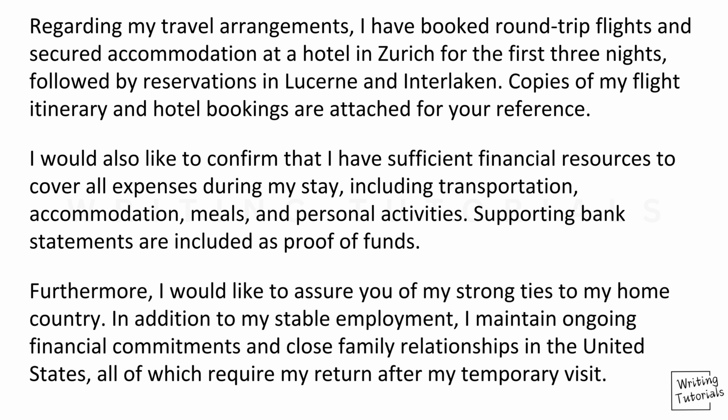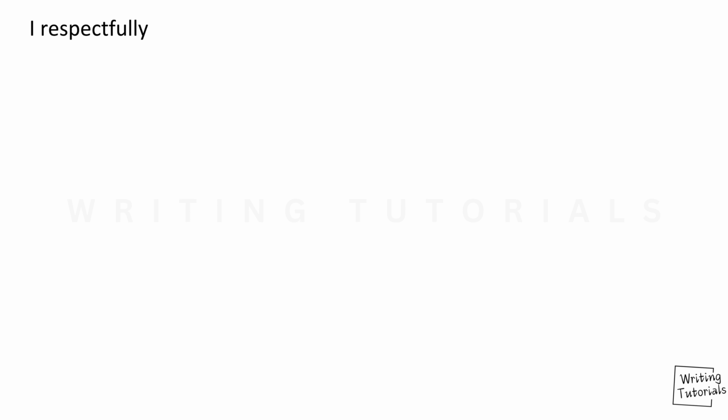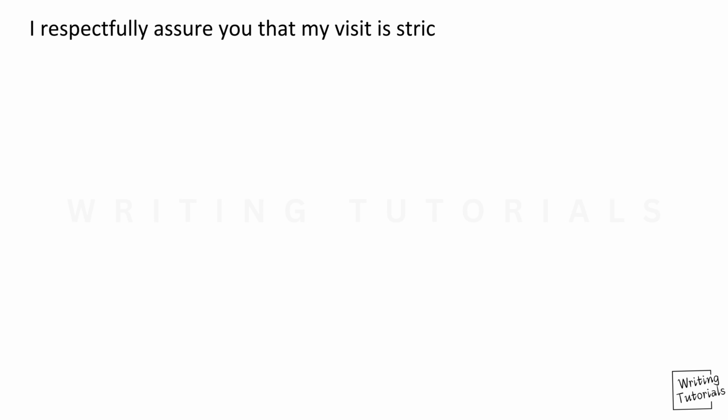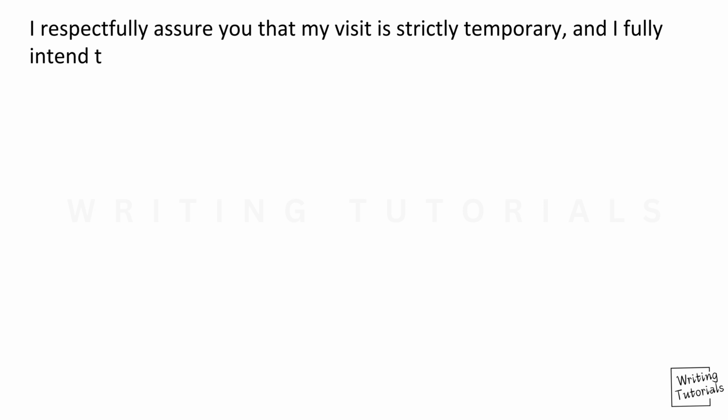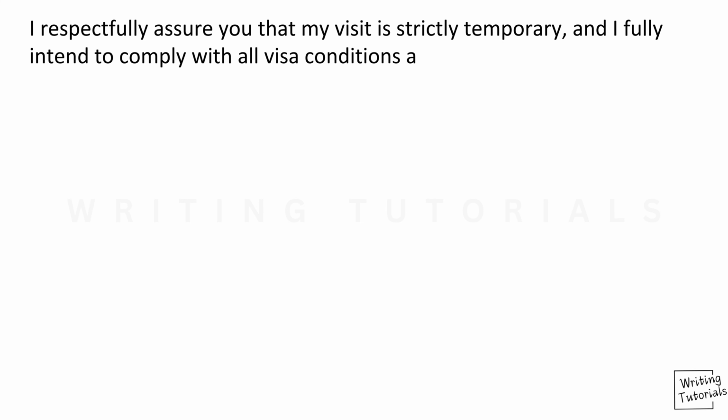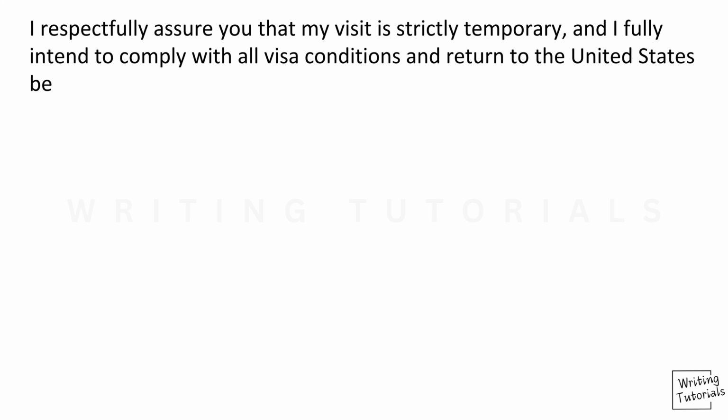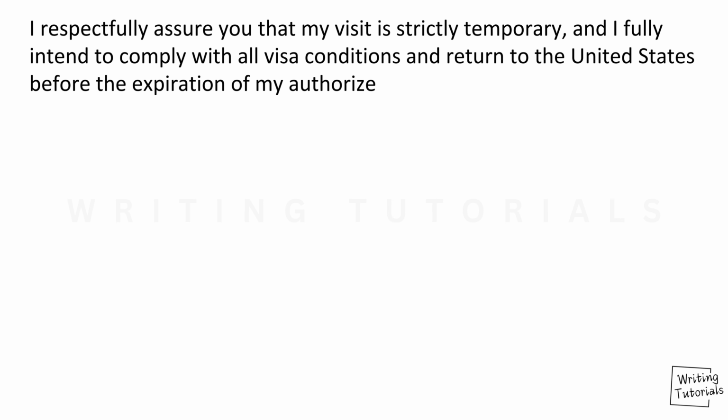Now let's move to the assurance paragraph. Here, you clearly state that you will follow all visa rules. I respectfully assure you that my visit is strictly temporary, and I fully intend to comply with all visa conditions and return to the United States before the expiration of my authorized stay. This sentence is powerful because it directly addresses the main concern of visa officers.